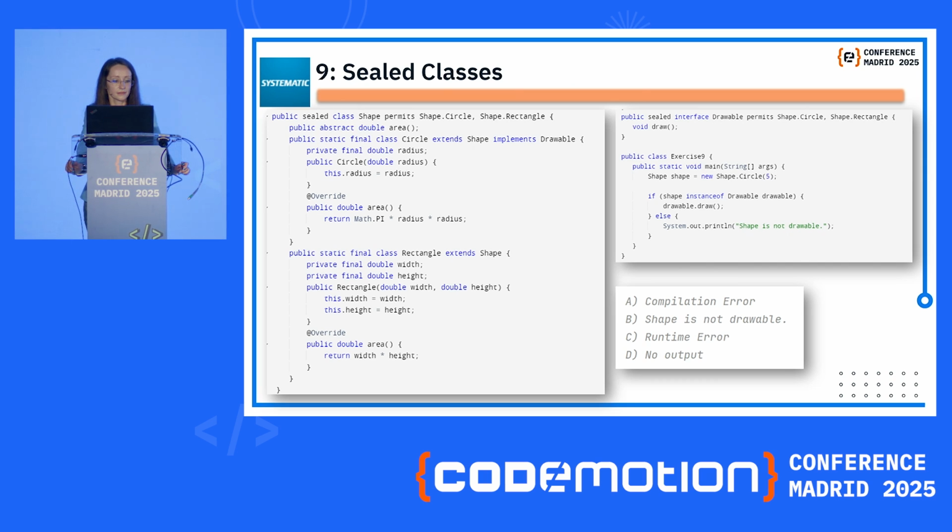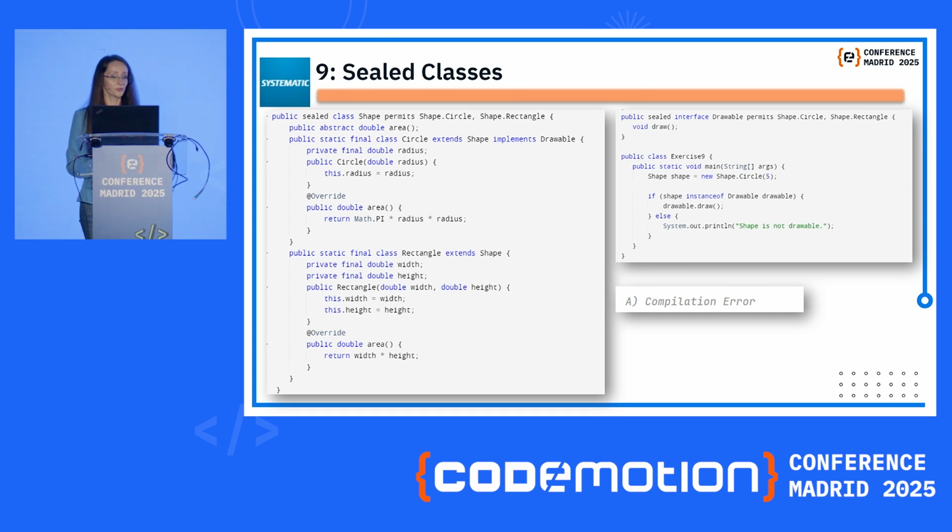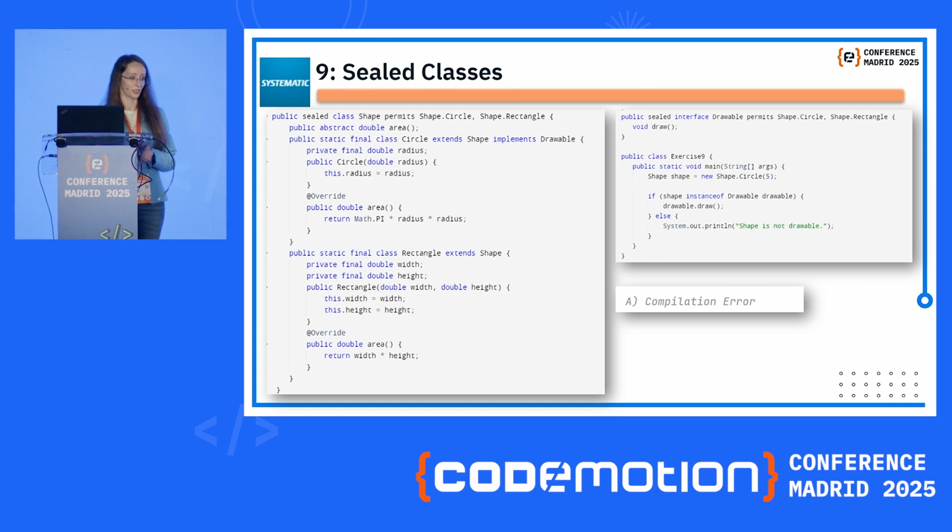Less than 20 seconds. Okay, answers are still coming. So, final seconds. And let's look a bit at what you have selected. In the top it will be a compilation error, or that message that the shape is not drawable, or a runtime error. These are the top three. No, sorry, C and D are equal. Let's reveal the answer. And those of you that selected the compilation error, you are totally right.